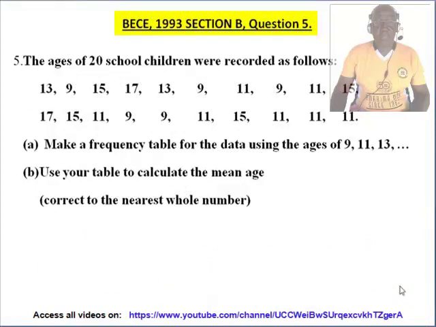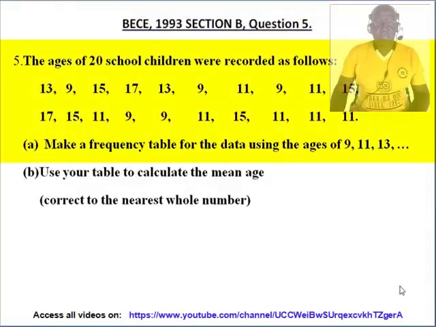BECE 1993, Section B, Question 5. The ages of 20 school children were recorded as follows: 13, 9, 15, 17, 13, 9, 11, 9, 11, 15, 17, 15, 11, 9, 9, 11, 15, 11, 11, and 11. 5a. Make a frequency table for the data using the ages of 9, 11, 13, and so on.